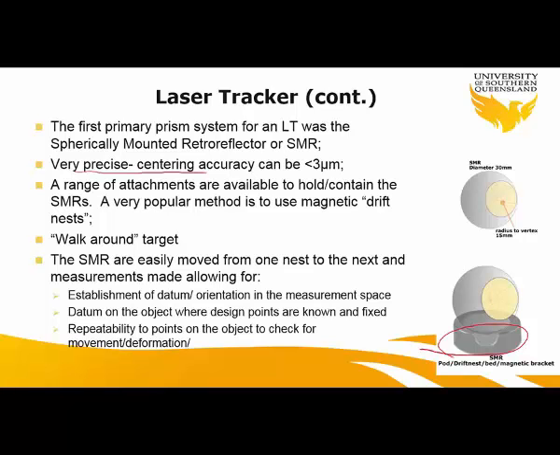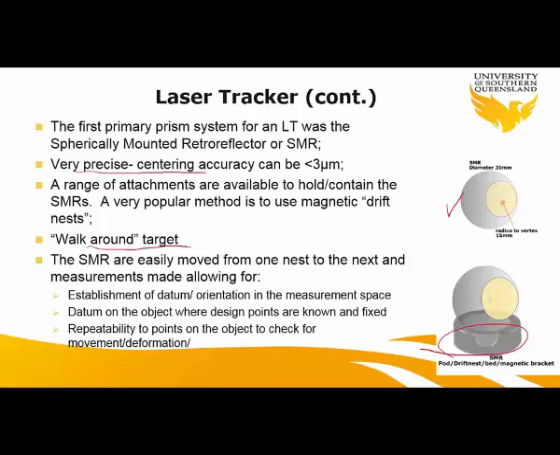So what you can do, you just move this SMR to the next point, and usually they have a magnetic bracket in different parts of the object. All you do is just put the target on the magnetic bracket or the pod or the bed, whatever you want to call it, and then they can measure it. So it's kind of a walk-around target, so it's very easy to move around. They use the SMR basically to establish the datum or orientation in measurement space.